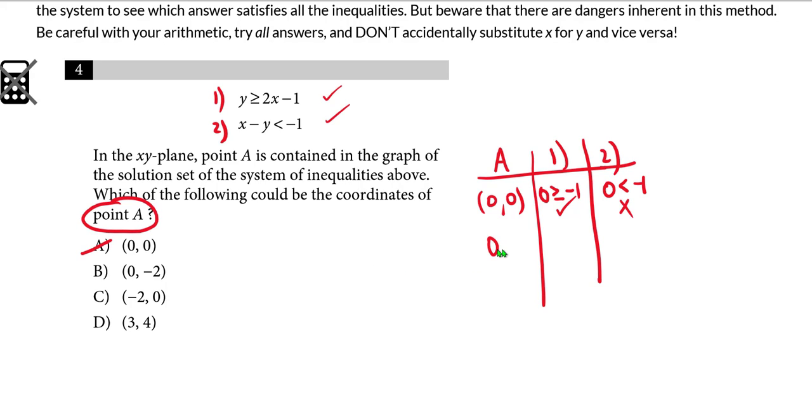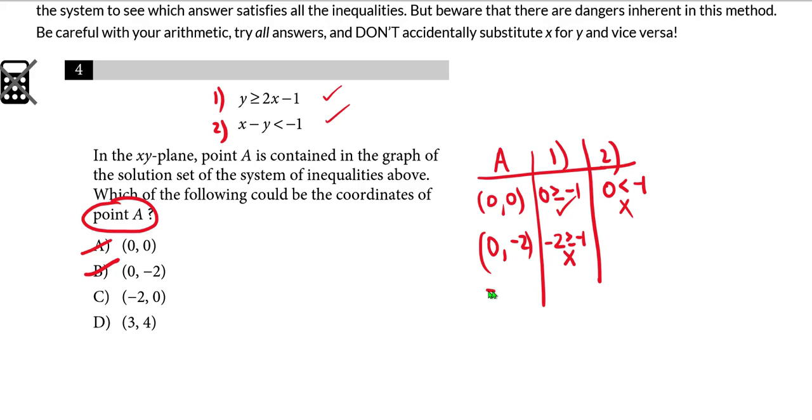Let me go to answer choice B, 0, negative 2. So for inequality 1, what do I have? I have negative 2 going in for y. Negative 2 going in for y is greater than or equal to negative 1. That is not true. Negative 2 is less than negative 1. Negative 2 is not greater than or equal to negative 1. So that answer choice is out.